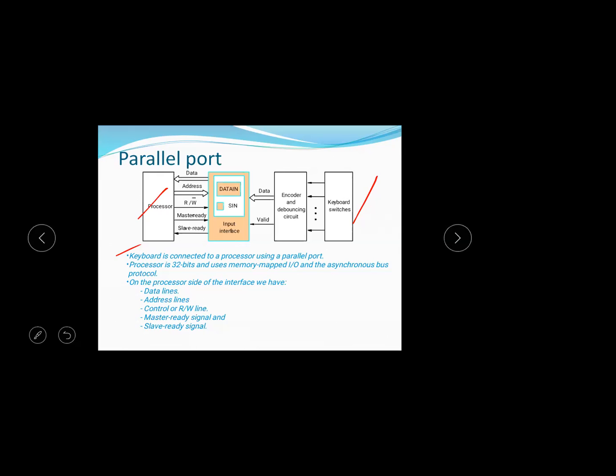That is the keyboard. The processor is 32-bit, uses memory-mapped IO and a synchronous protocol. And here the bus lines used are an asynchronous bus, because the keyboard and processor do not operate on the same control. The keyboard is a separate device and the processor is a separate device. Both are not controlled using a single clock. So these two transmissions are asynchronous transmission.